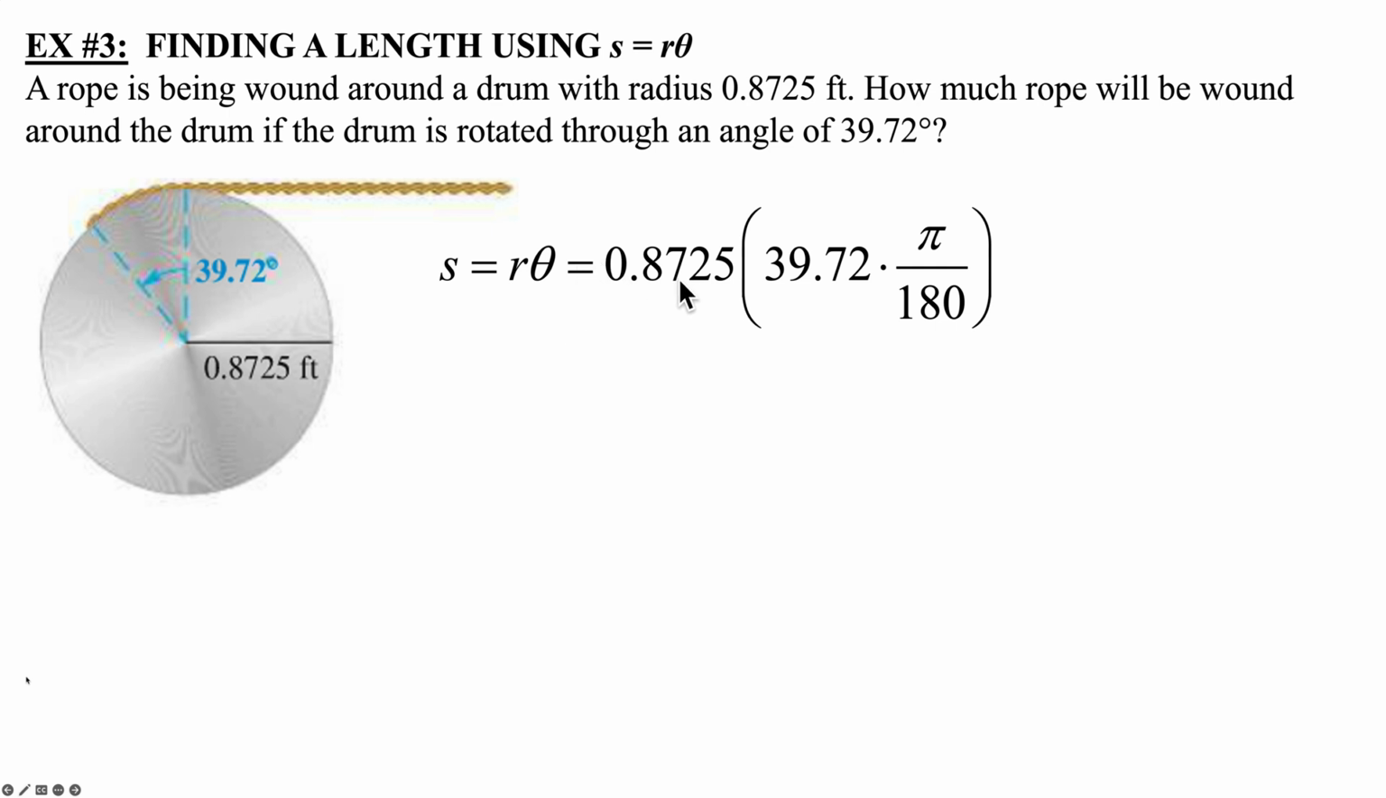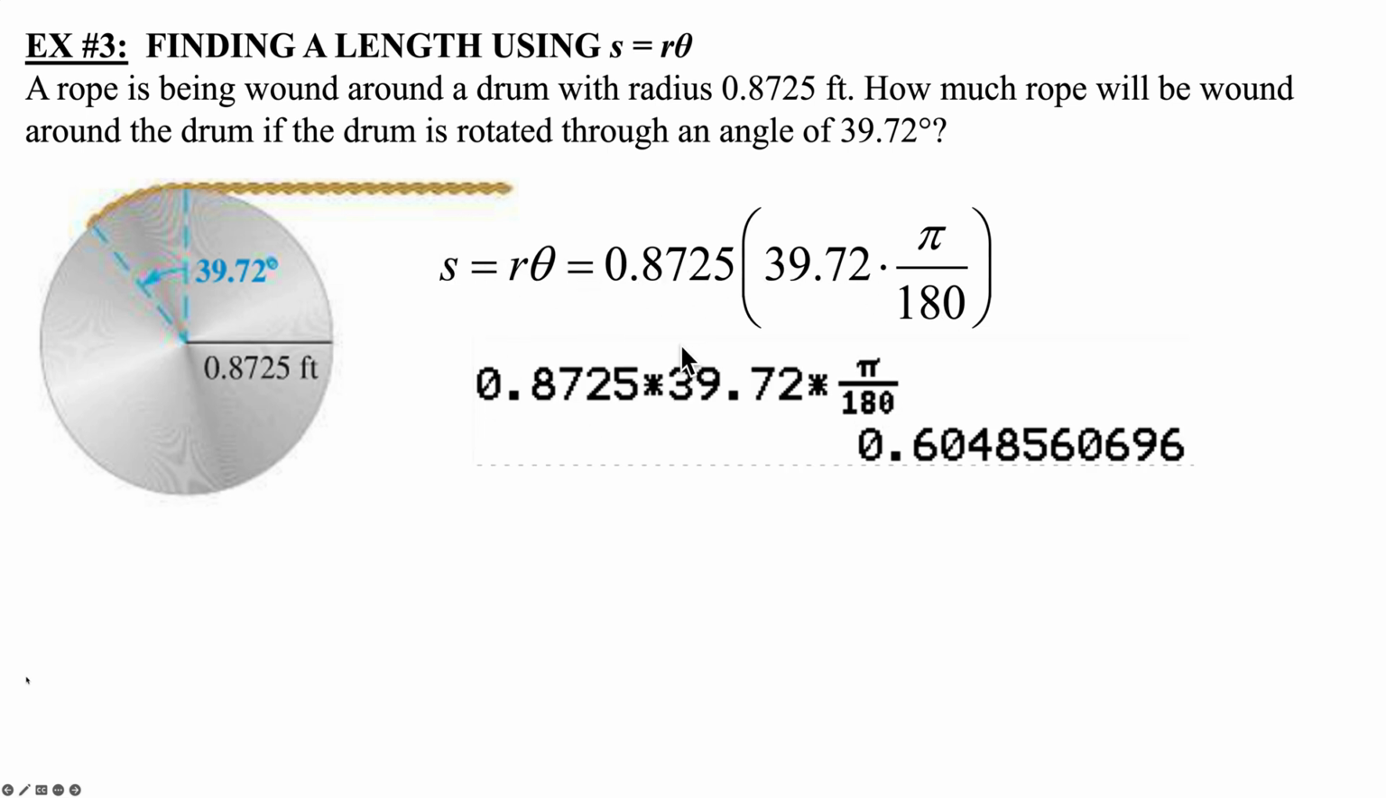So there's my formula, there's my radius, there's my degrees being multiplied by pi over 180. Again, we're going to let the calculator do all the work. So again, make sure you write this out because this is exactly how you want to enter it into your calculator. And we are at 0.604855, round the 8 up to a 9 feet.